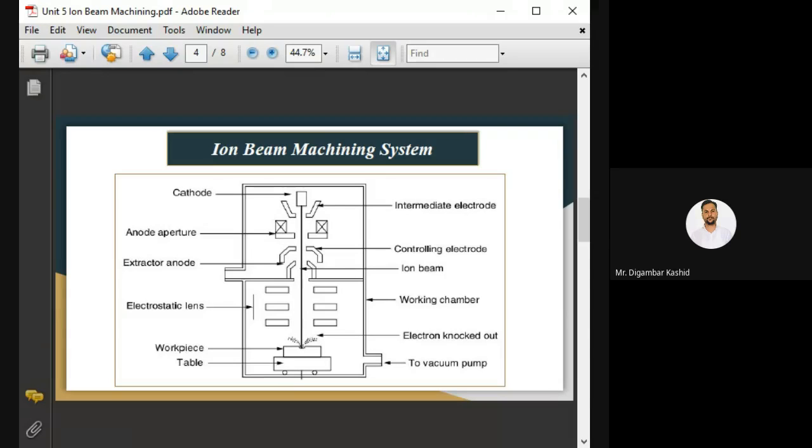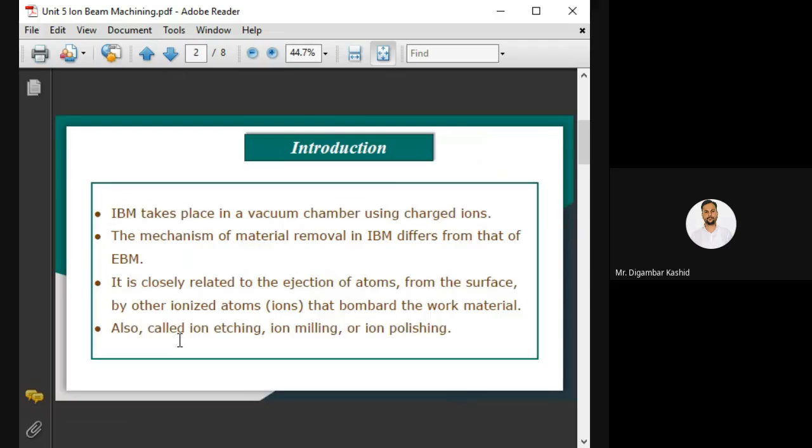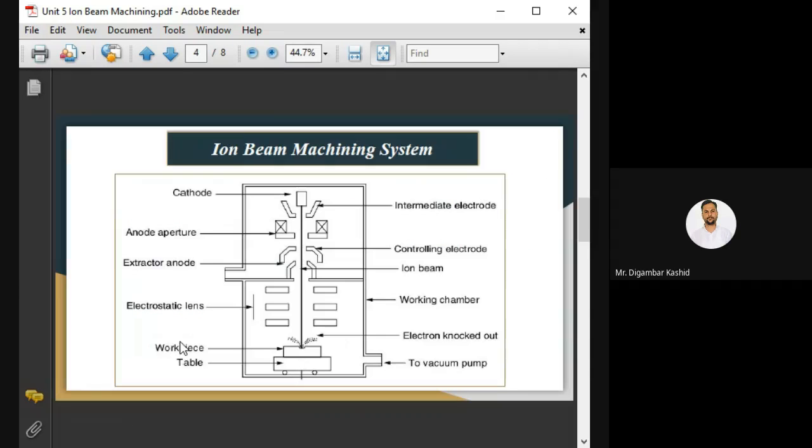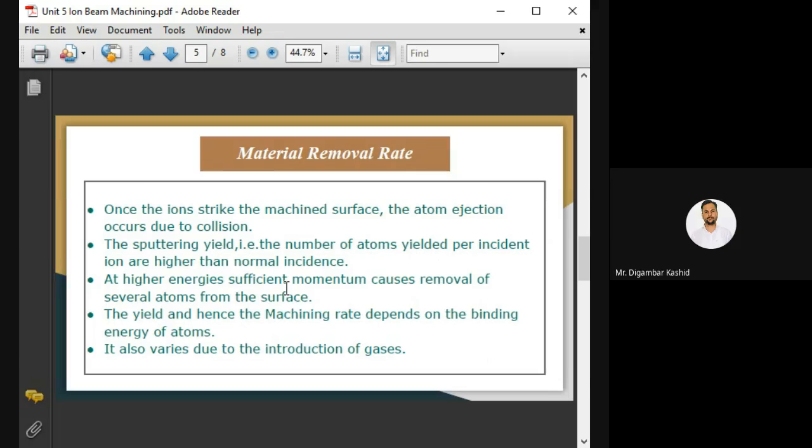Now the important thing is how material removal takes place. As you can see, when the ions strike the machined surface, atom ejection occurs due to the collision. And the sputtering yield, that is the number of atoms per incident ion, will also be higher than at normal incidence.